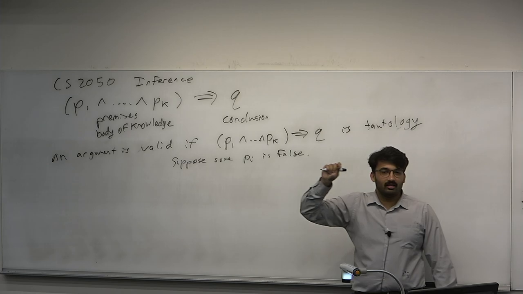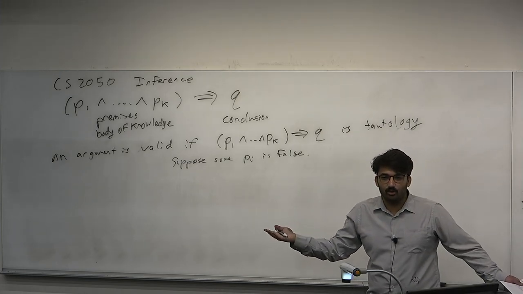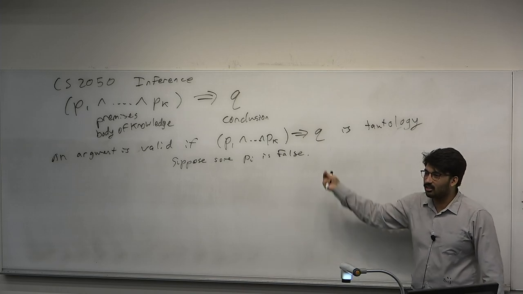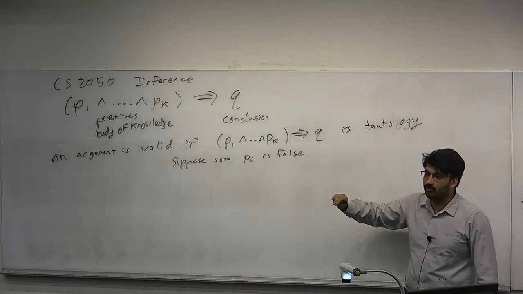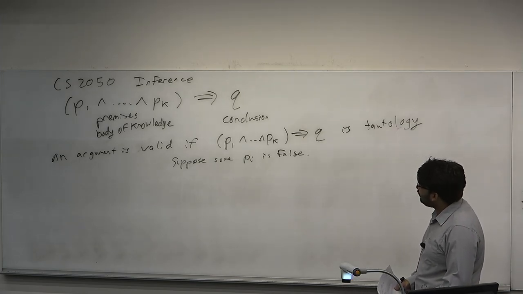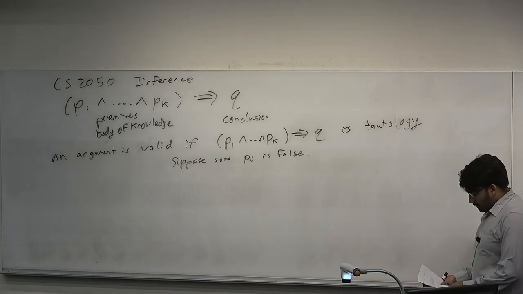But if you assume something false to be true, then you can prove anything, right? That's sort of ridiculous, that the argument is still valid if you assume a falsehood to be true, right? So that's sort of a quick application of this.